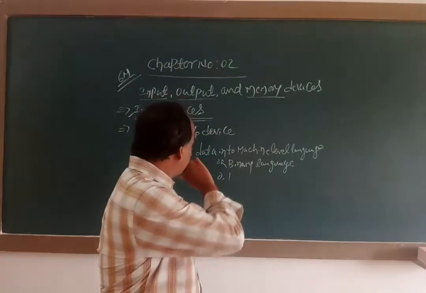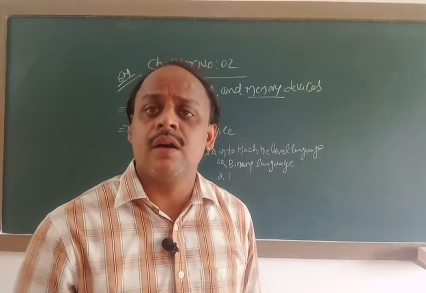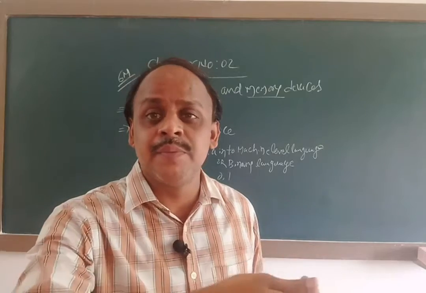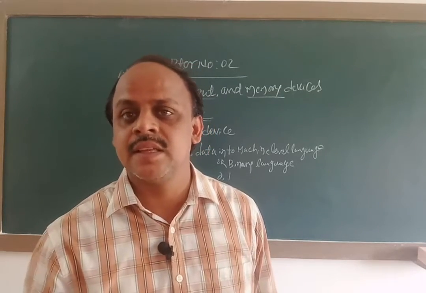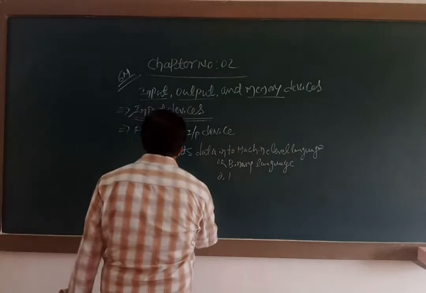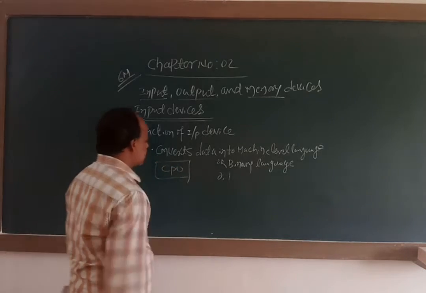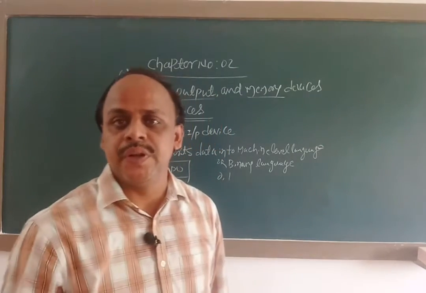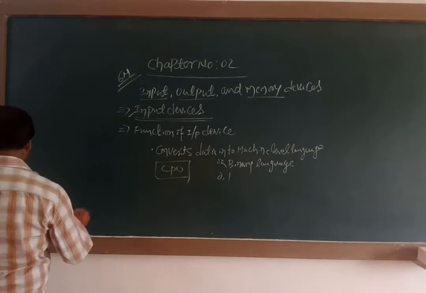So the input devices are all connected to the CPU, means they are all visible to us. That's why they are called external devices. All the input devices are connected to the CPU, that is the central processing unit. Now let us see what the input devices are. What are the different types of input devices?